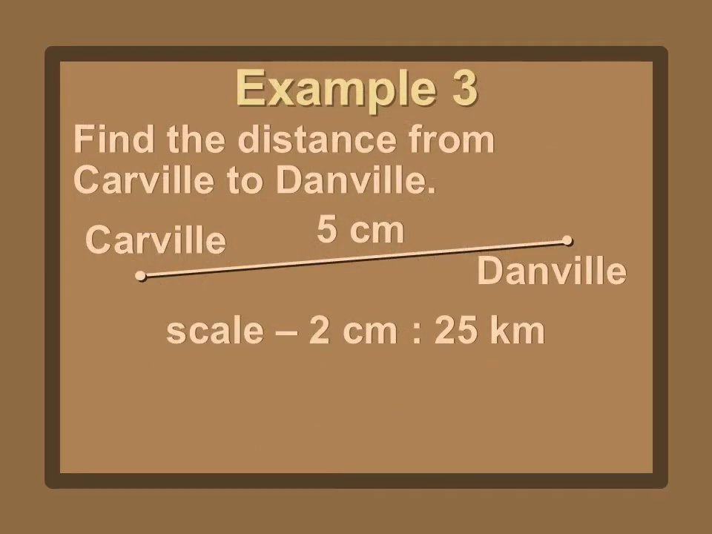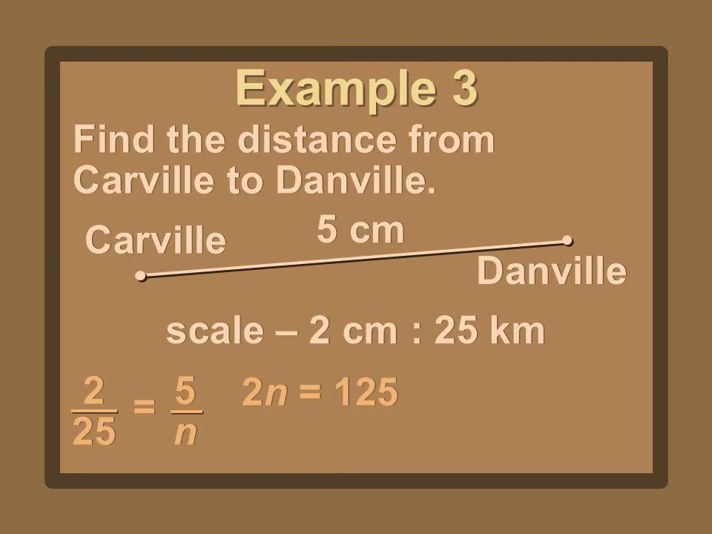Next example, we have two cities, Carville and Danville, and they are 5 centimeters apart. And our scale is 2 centimeters to 25 kilometers, which means that every 2 centimeters is actually 25 kilometers in real life. So we set up our proportion, 2 over 25 is equal to, now this is our map, right? They're saying it's 5 centimeters apart. Well, centimeters is on top in our scale, which means centimeters needs to be on top for the proportion. So we're going to put the 5 on the top since we're talking about centimeters, divided by n. N is the real life distance in kilometers that we want to find.